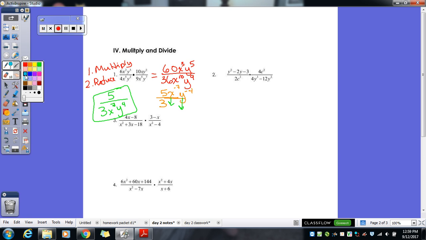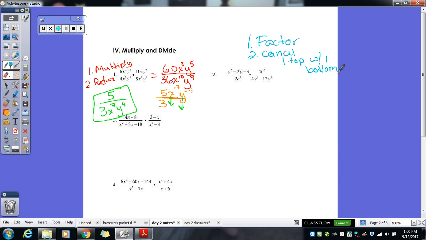So for these other ones, what you want to do is factor first when you have a binomial or trinomial. So our first step is we're going to factor. Second step, you want to then cancel 1 from the top with 1 from the bottom. And it doesn't matter which fraction they're in. It's just 1 from the top, 1 from the bottom. That is the ruling for it. And then you just multiply what's left.